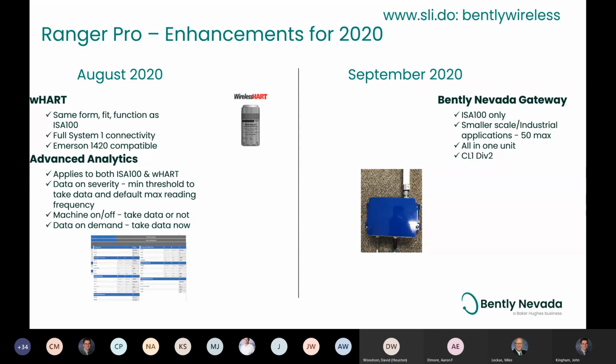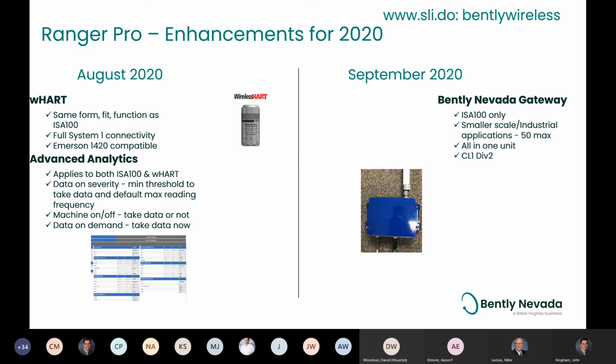You're just not taking data. Otherwise, you might think, oh, maybe I have a bad sensor. So, no, we want to make sure that you don't think that. And then take data on demand. Take data now. So in System 1, you'll be able to push a button and take data.